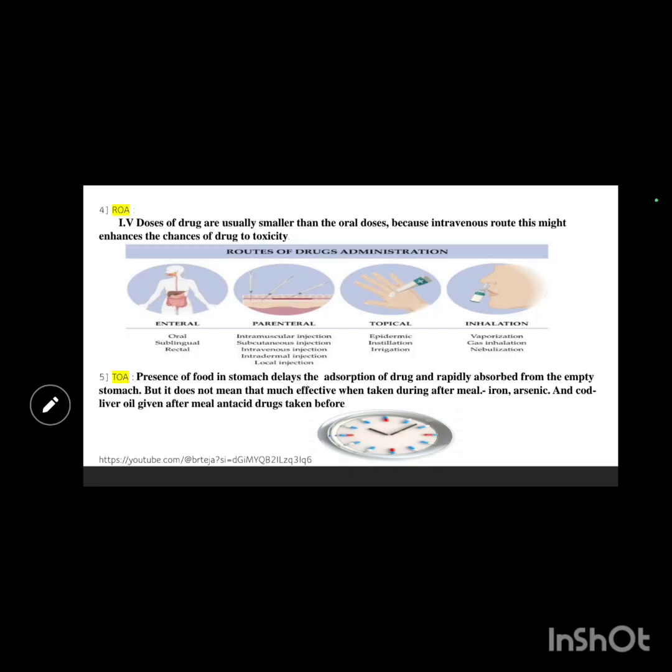Oral route administration, intravenous, intramuscular, sublingual, rectal, subcutaneous, intradermal, local, epidermic installations, irrigations. Intravenous is mainly suitable because it has a short period of action in our body. In case of an accident, with blood flowing and bleeding that will not stop.